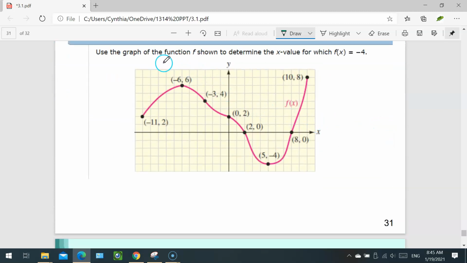This is a question from your assignment. You need to find, when y equals -4, what would be the x value? So just go to label the y equals -4. -4 is down here. 1, 2, 3, 4. So determine the y value -4. Now find the point that represents y equals -4, and then look at your x-axis. So when y equals -4, your x equals 5.